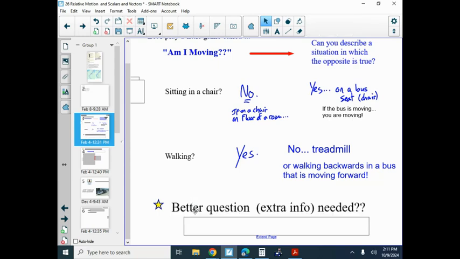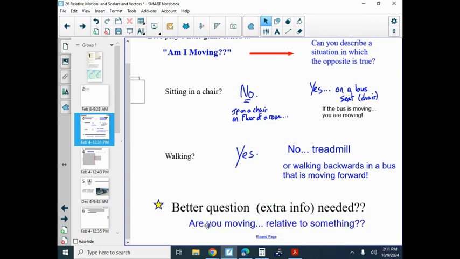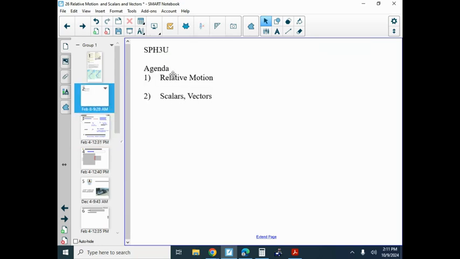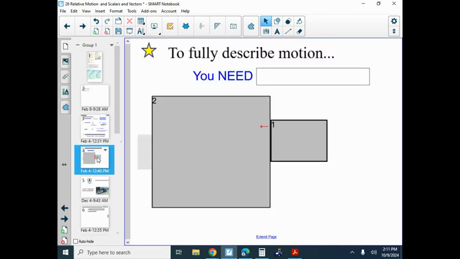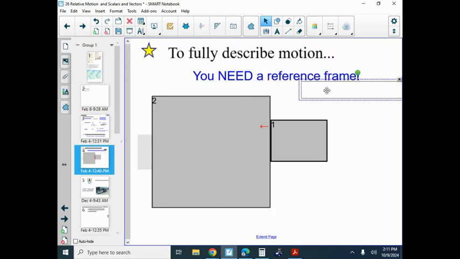So the better question, with extra information included, would be: are you moving? And the question is, are you moving relative to something? That's what we mean by reference or relative motion. The thing that you're moving relative to, we call a reference frame. So to fully describe motion, you need a reference frame, and you describe your motion relative to it.